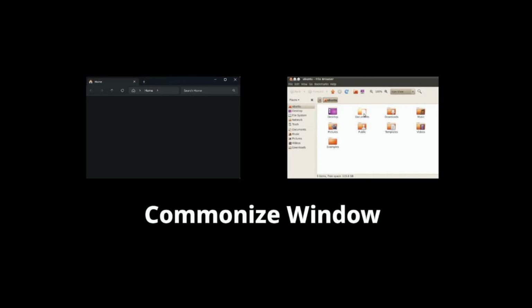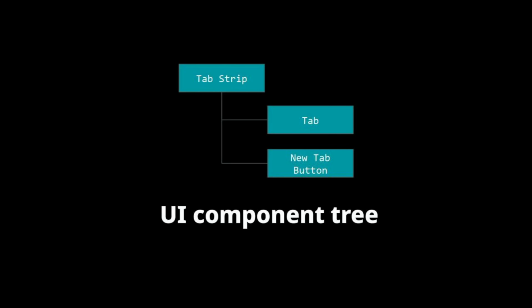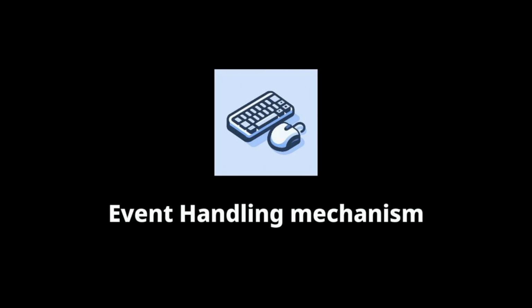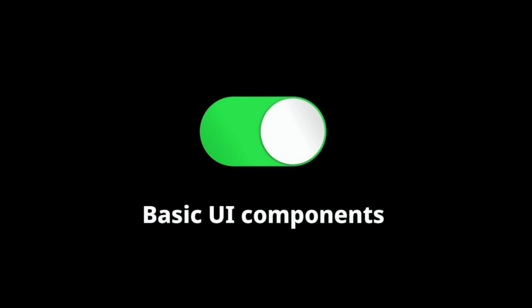Cross-platform solutions usually provide a common way to handle application windows. You can also build a UI components tree and handle events that are dispatched to a component. And usually the frameworks provide common UI components like toggle button, drop-down, text area, and etc.